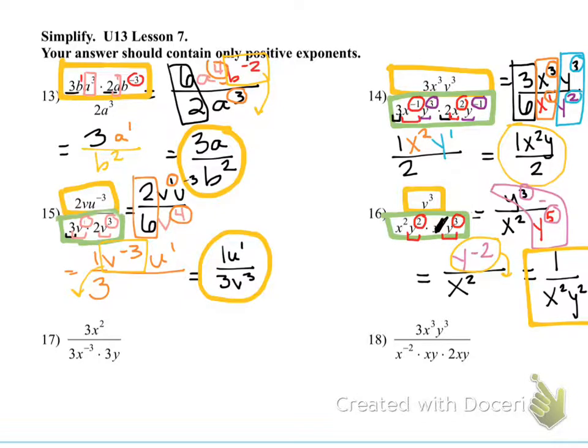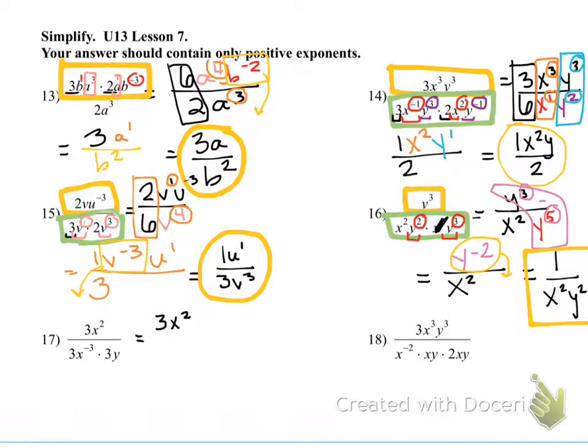Okay, two more. Let's keep going. All right, so again, let's break it up numerator and denominator. Let's start with the top. And the top you cannot simplify. Okay, the 3 and the x squared will not combine with anything. So I'm just going to write it over again. So 3x squared.